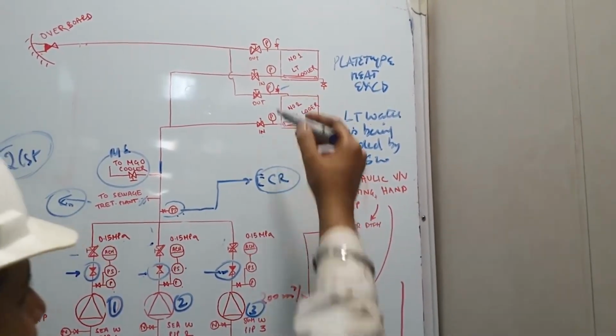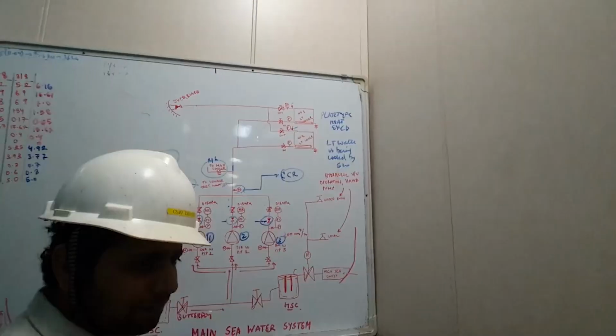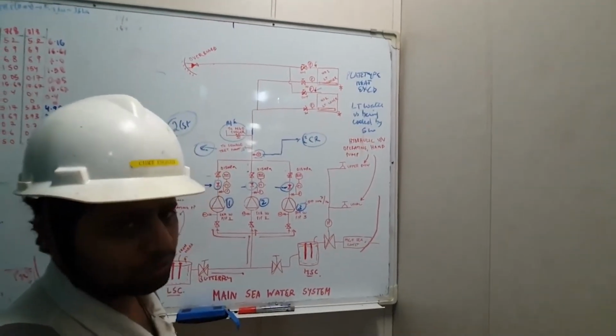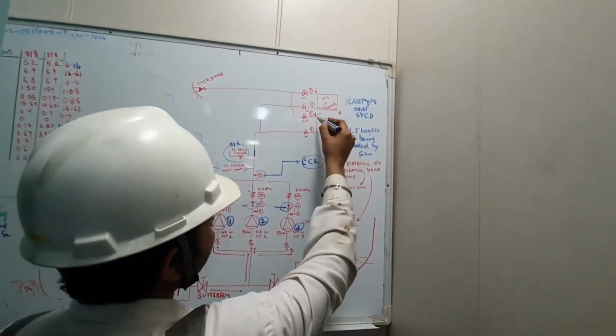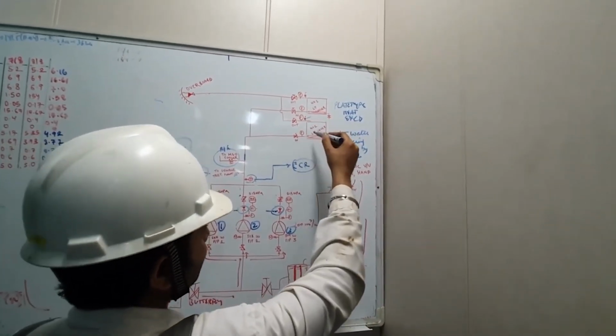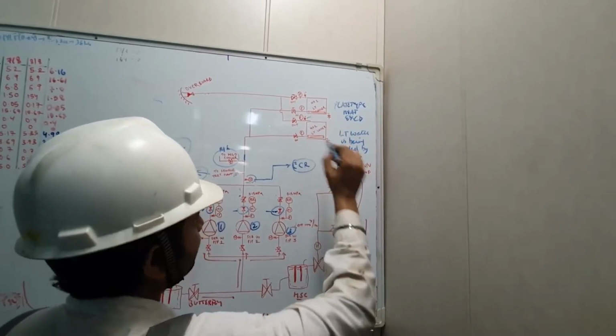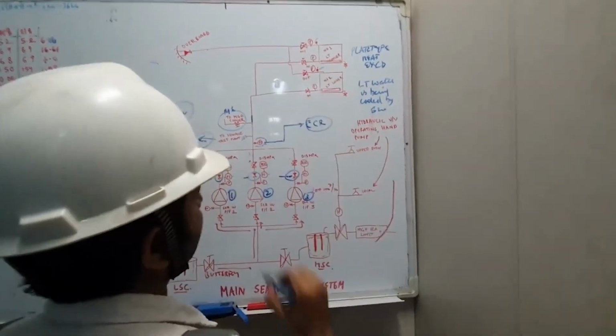Anyways, this vent is used when we have drained the LT cooler, we have cleaned the LT cooler, or we have cleaned the LT cooler filter, and we have to put the LT cooler back into use. That is the time when we have to vent the system, and that is the time when we fill the system, then we have to use this vent. Anyways, there are 2 pressure gauges given over here, guys.